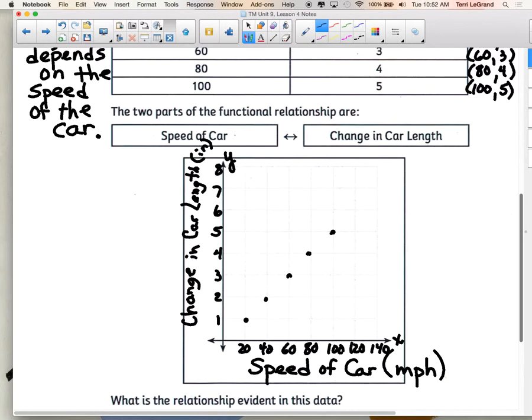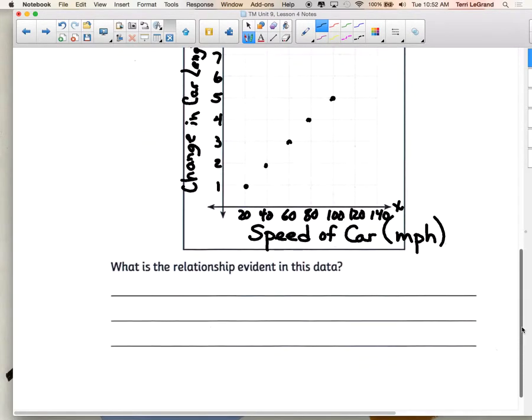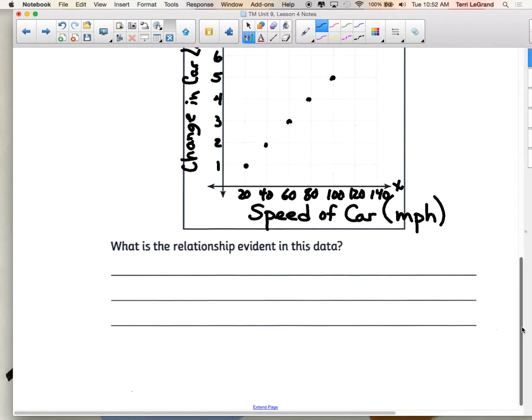Okay, what is the relationship in this now? That's the last thing we have to describe. What can we say? This is like what we did on those 2 in the homework for today when I said, off to the side of your graph, I want you to describe what's happening here. Okay, so what is it? Let's start with it. Either the speed of the car or the changing car length, something. What's going on?